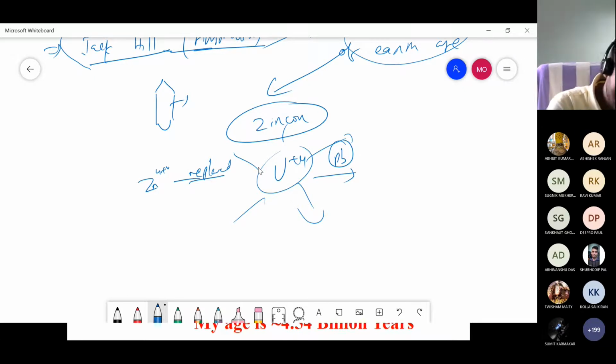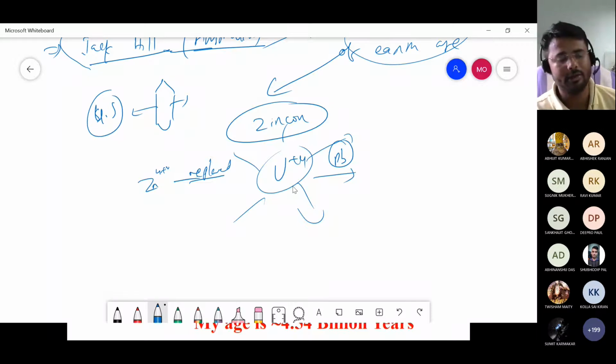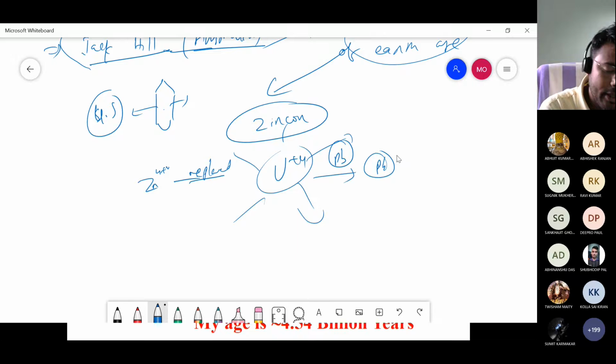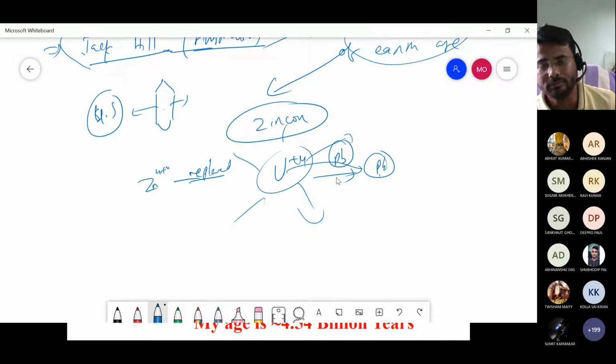Say for example, this was the age, 4.5 billion years. At that time an element, uranium, got trapped in this particular mineral. From that time onwards it will start radiating, and accordingly it will produce radiogenic lead. Whatever daughter lead is being produced, eventually that amount of uranium has been decayed, right?